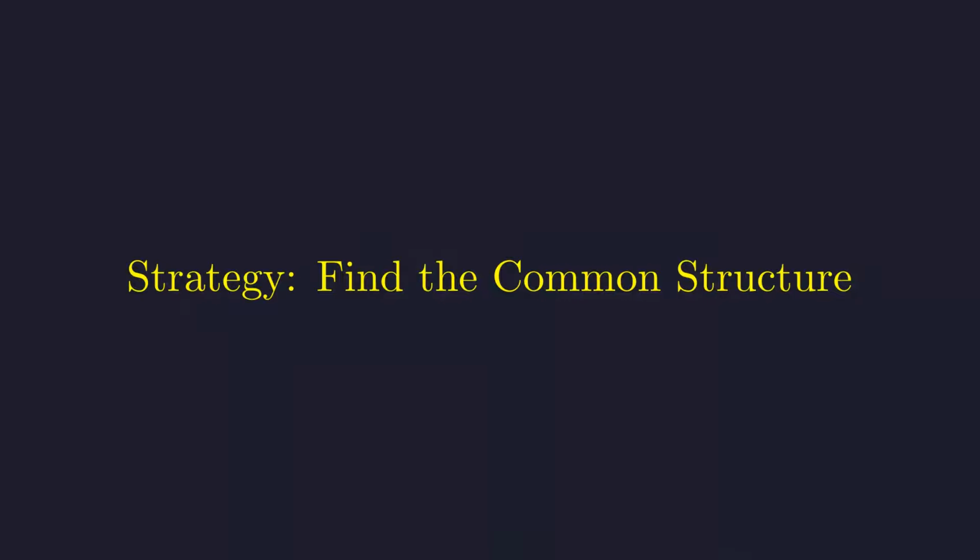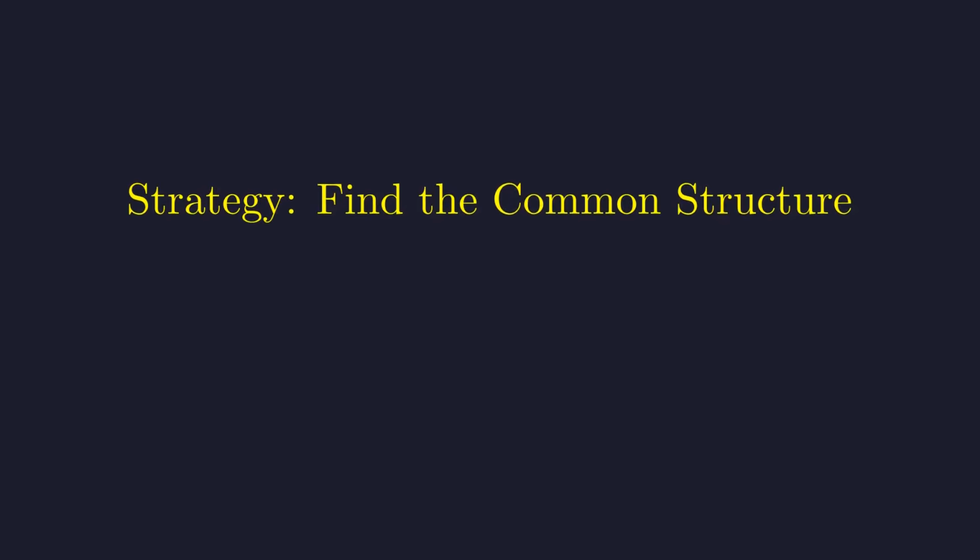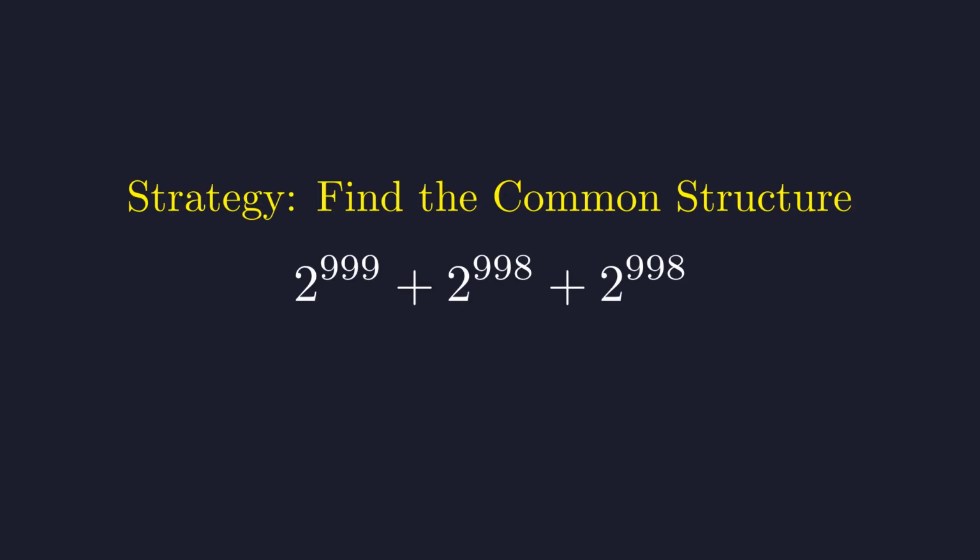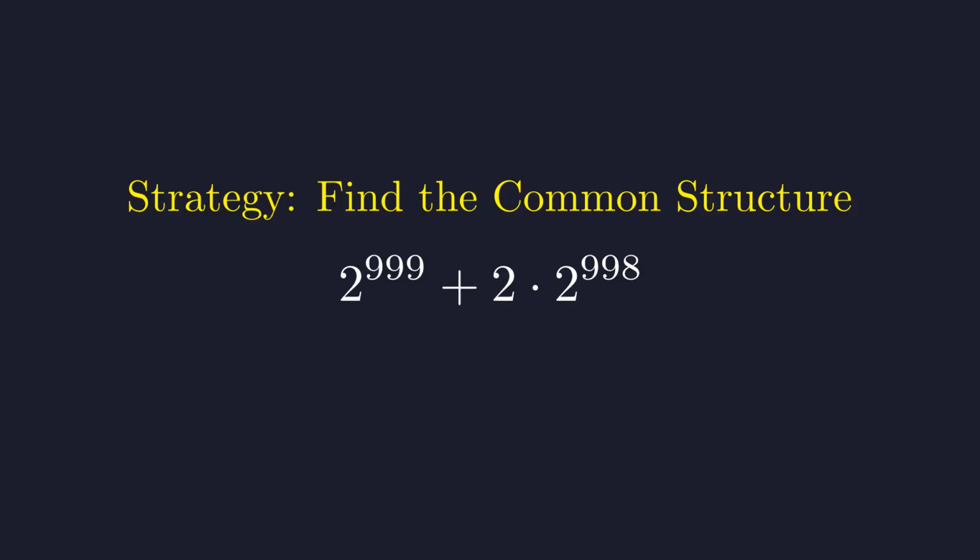Here's the key insight. Instead of getting overwhelmed by these enormous numbers, we're going to focus on the patterns and structure. Let's start by looking at what's inside the square root. Right away, we can spot something useful. We have two identical terms here, so we can combine them. So now we have 2 to the 999th power plus 2 times 2 to the 998th power. Now here's where things get interesting. These terms might look different, but they're actually built from the same fundamental piece. Notice that 2 to the 999th power is just 2 times 2 to the 998th power.